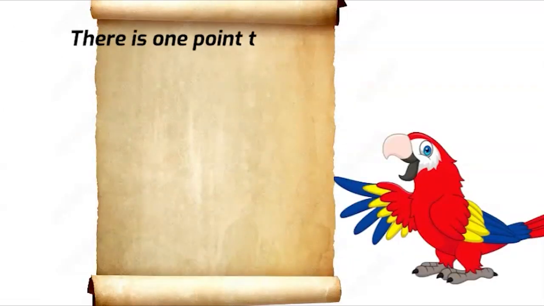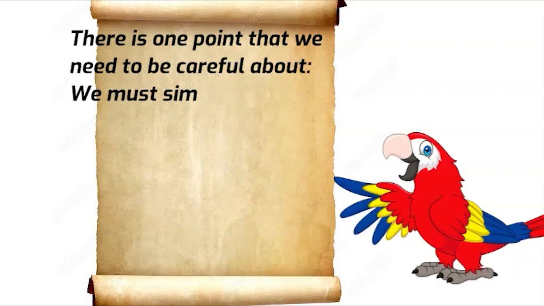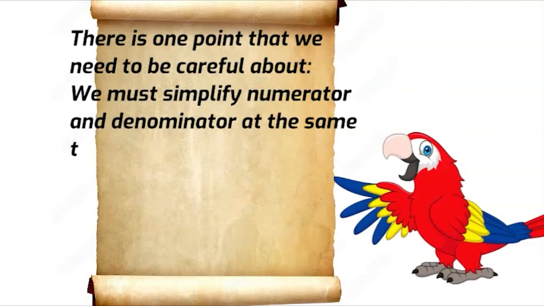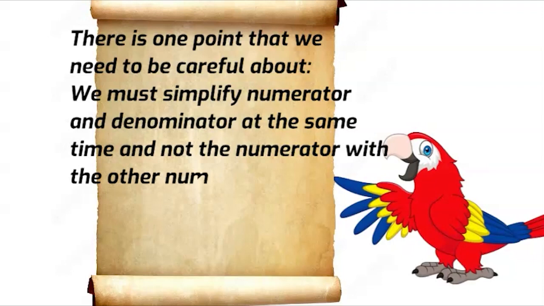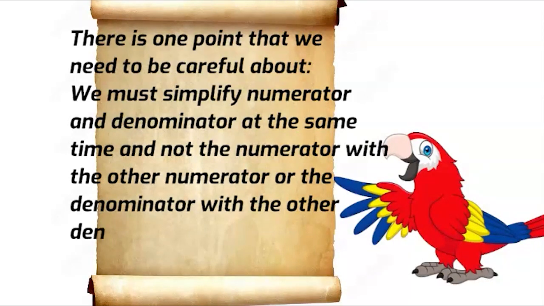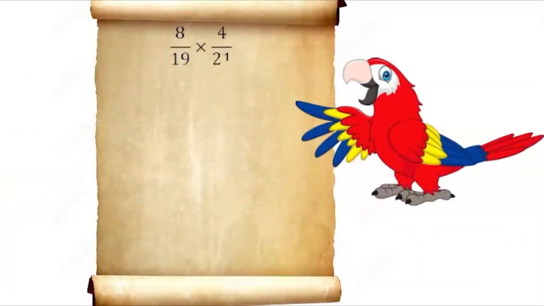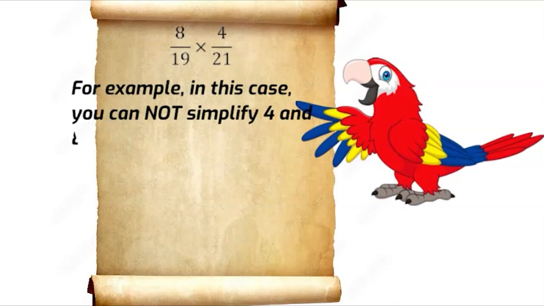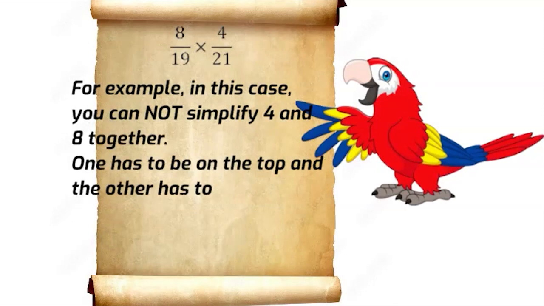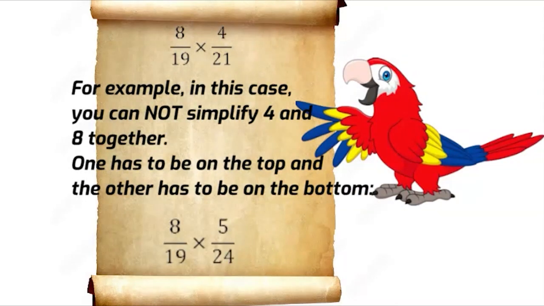There is one point that we need to be careful about: we must simplify numerator and denominator at the same time, and not the numerator with the other numerator, or the denominator with the other denominator. While multiplying 8 over 19 by 4 over 21, we cannot simplify 4 and 8. Both of them are on the top. To simplify them, one has to be on the top and the other has to be on the bottom.